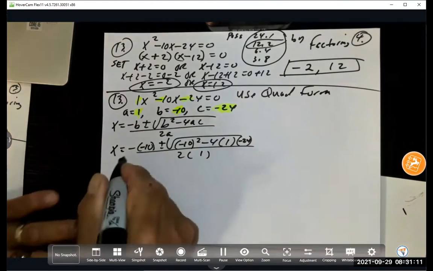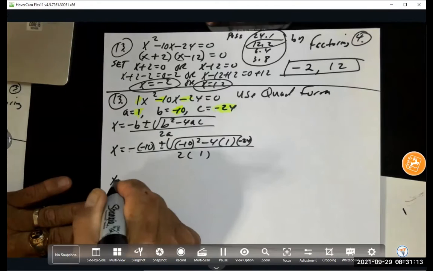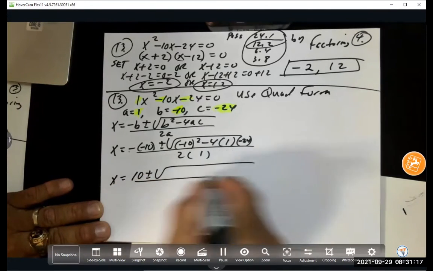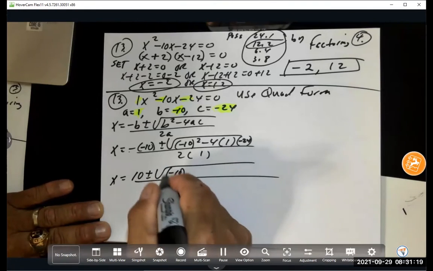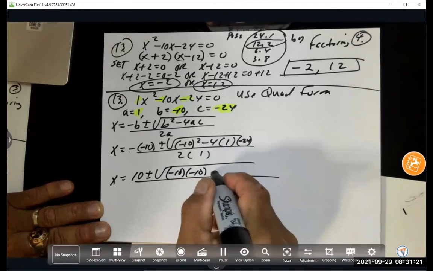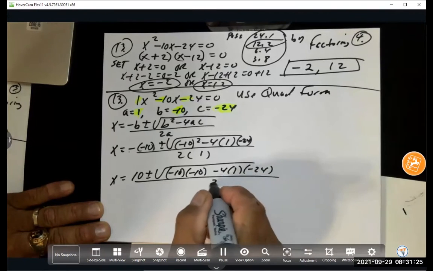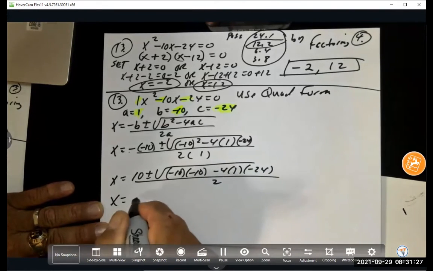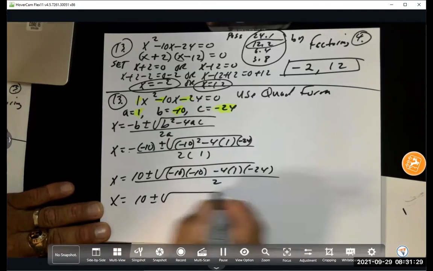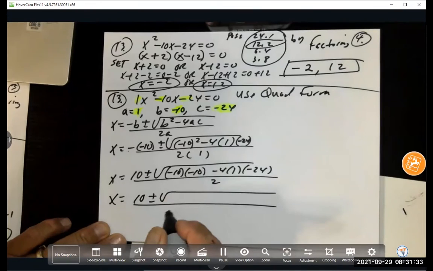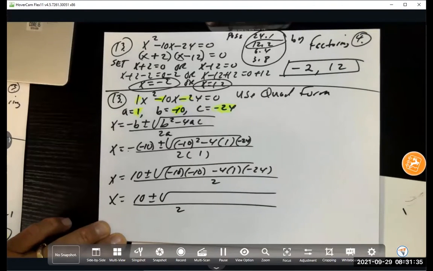Now, I'm going to say negative of a negative. That looks like it's going to be a positive 10. And a negative 10 times a negative 10 minus 4 times 1 times negative 24 goes over here. So now 10 plus or minus. So now you tell me what goes in here. What's negative 10 times negative 10? Those two.